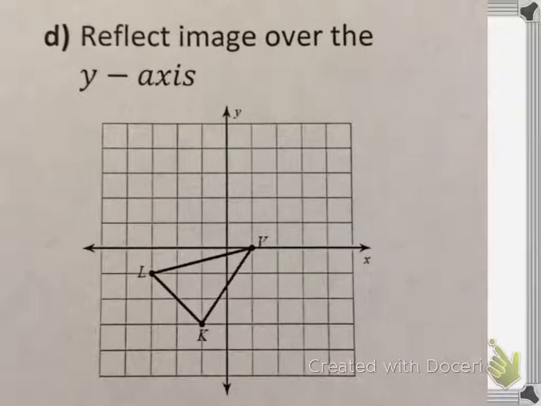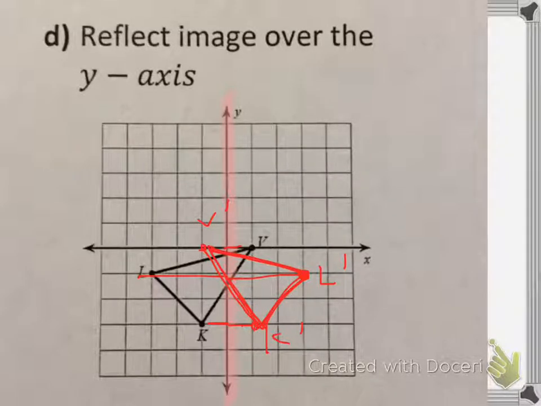This one says reflect over the y-axis. So here's my y-axis right here. I like to do the same thing as before, where I just counted it. L is 3 away in this direction, so I'm going to go 3 away in this direction from the y-axis, and this is going to be my L prime. K is 1 away right here, so I'm going to make it 1 away right here, which is my new K prime. And then V is 1 on this side, which means I have to put it 1 on the other side, which is over here for V prime. So my new shape is coming through like this.